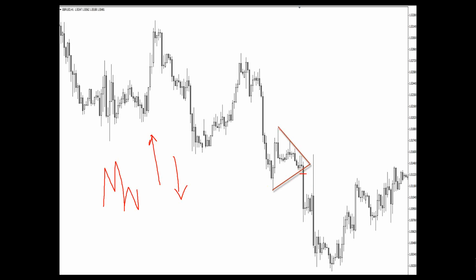So, when I spot a triangle, and this is downtrend, you see how the price is reacting. This is downtrend. I would like to see the price penetrating 2 or 3 pips below the low of this symmetrical triangle.